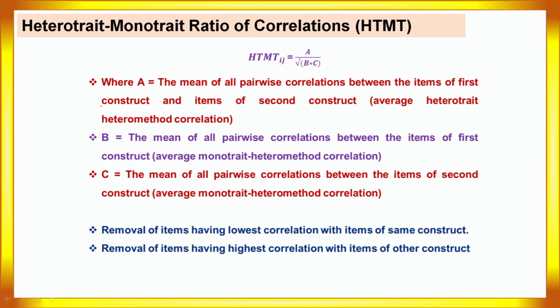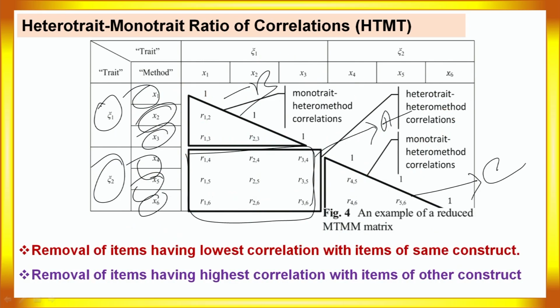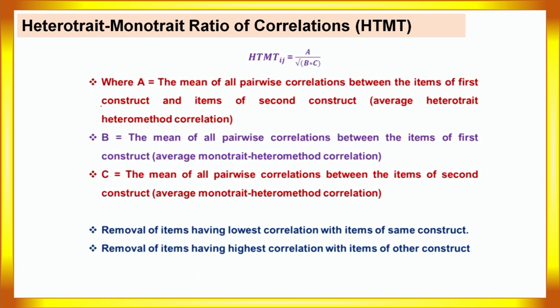It is possible that a particular item is supposed to have very good correlation with this one, because it is the monotrait-heteromethod correlation, and they are all directed towards measuring this trait. So if this value is high, that is not a problem, but if this value is high, that is a problem. That means it is not only measuring this first trait but also relating to another. That is the simple rationale behind the removal of the item.